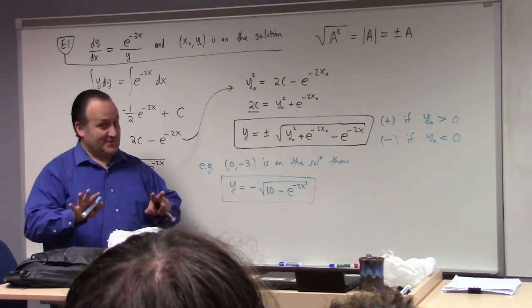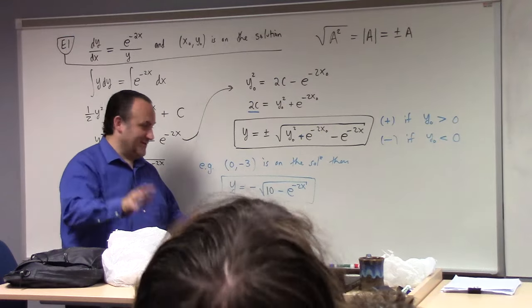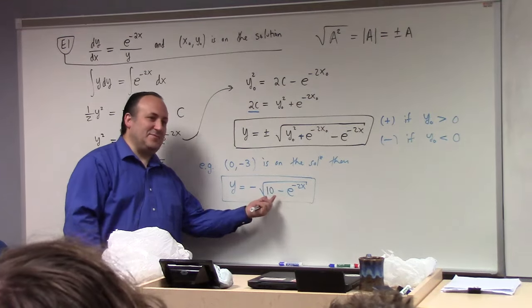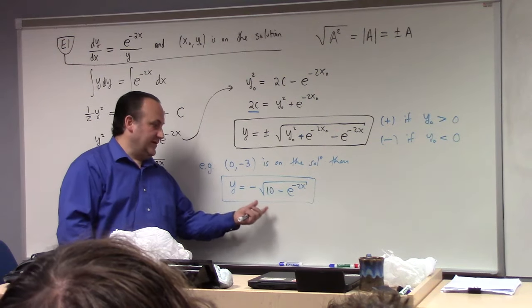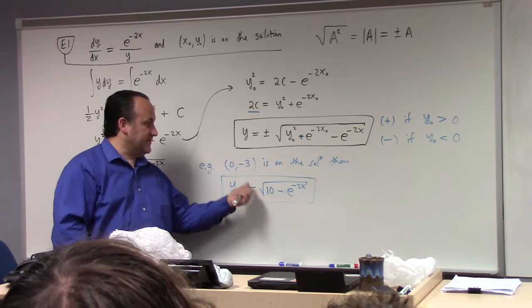This mistake was on purpose for your learning, but I see that it worked. So good. So 10 minus 1, if we plug in 0, is 9. Square root of 9, also known as 3, minus 3, because there's a minus out here. Minus 3 is what we wanted.